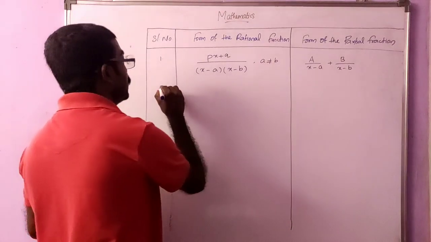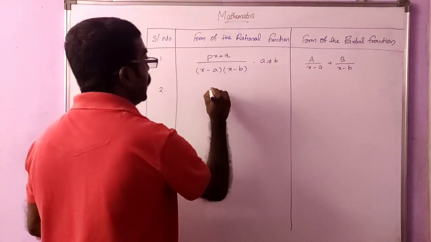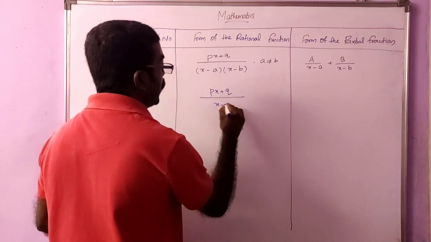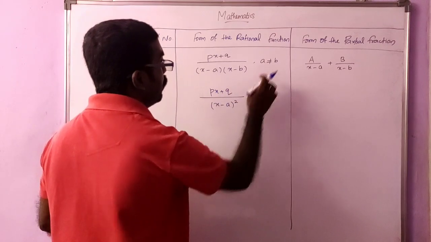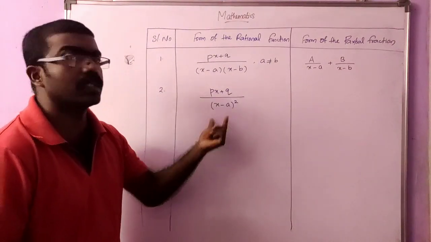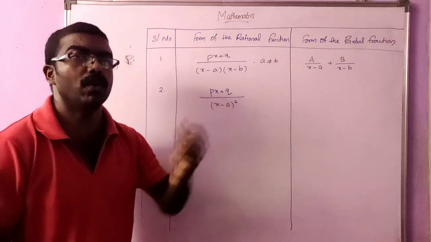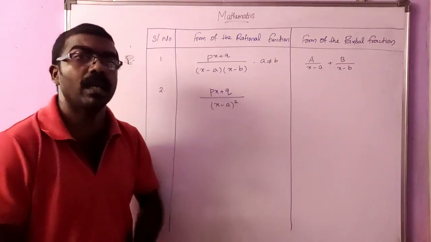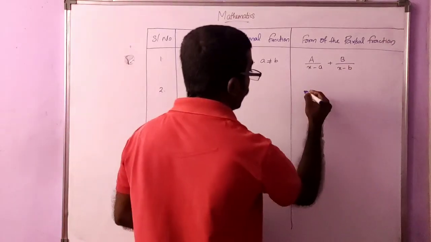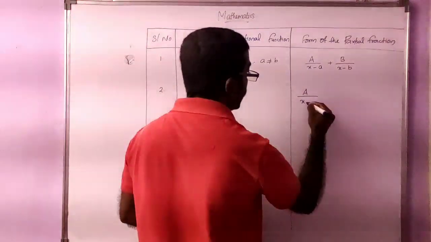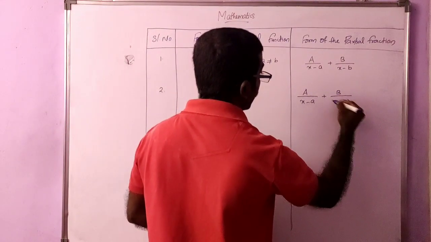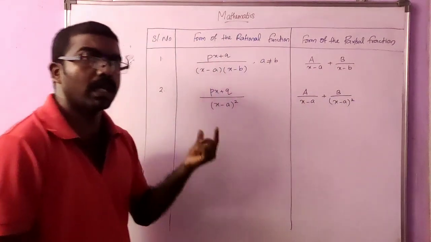And the second one is repeating linear factors in the denominator. That is x minus a the whole square. If a and b are equal, then the first type reduces to the second one: x minus a into x minus a, that is x minus a the whole square. In this case, we can convert it into A by x minus a plus B by x minus a the whole square.